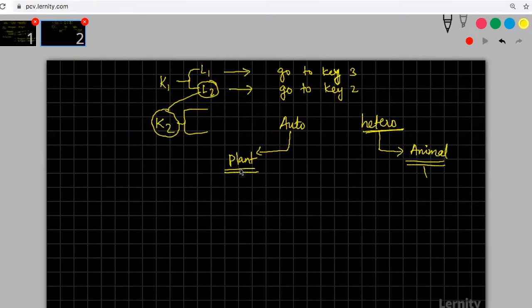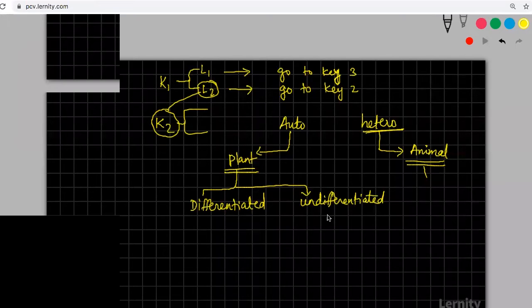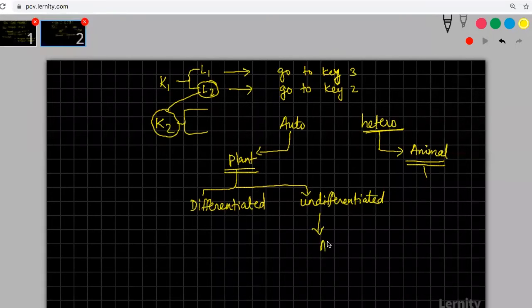For example, if you have a plant, the next thing they will ask you is whether it has a differentiated body or an undifferentiated body. Undifferentiated will take me to algae. Like that, you are analytically trying to find out organisms. So you will have separate keys for separate species. So that is what a key is.